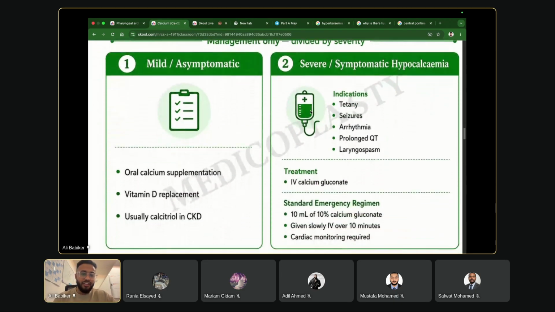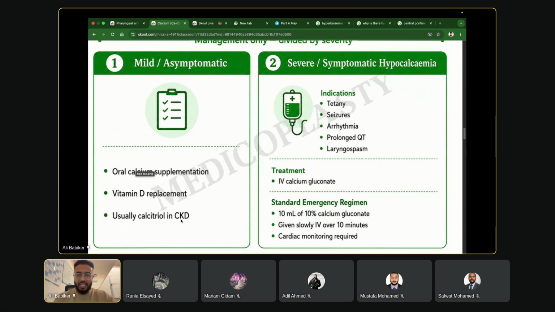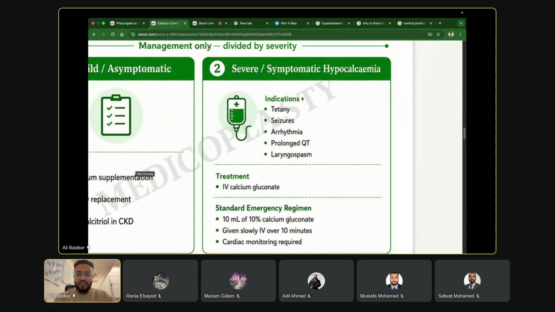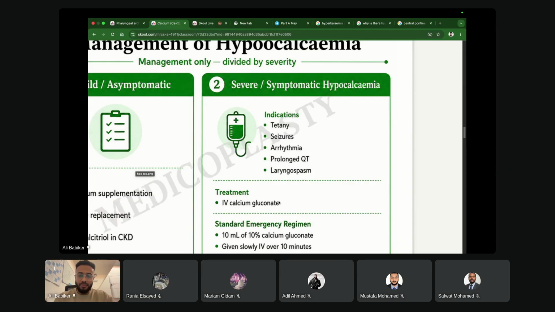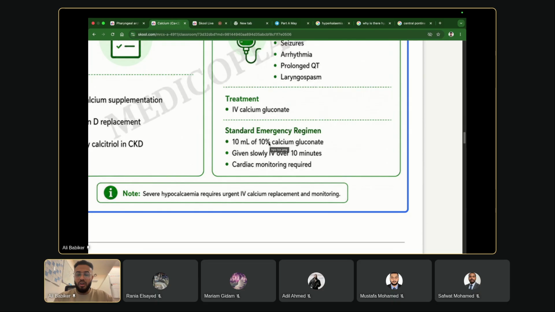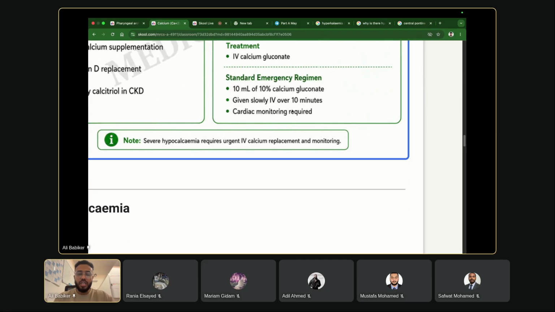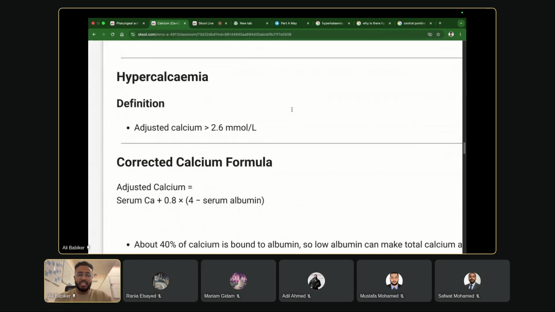Management of hypocalcemia: if it's mild, oral calcium supplement, vitamin D, usually calcitriol in CKD. In severe, how we determine the severity: tetany, seizure, arrhythmia, prolonged QT, or laryngospasm, we give IV calcium gluconate. All right. You give 10 milliliters of 10% calcium gluconate, given slowly IV over 10 minutes. Cardiac monitoring is required. Hypercalcemia is adjusted calcium more than 2.6 millimole.